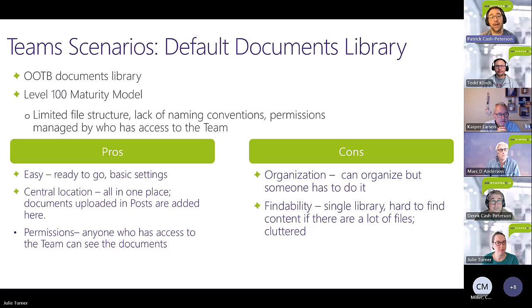So when you go up to the Files tab at the top, there's one document library there, and that is where it all goes. That's the nice thing about it: it's ready to go, just out of the box. It's a centralized location, so anything that gets posted to that team goes into that one library. Permissioning is very easy because whoever has permissions to the team has permission to see any of the documents there. Full permissions too. They can delete things, edit things and everything, right?